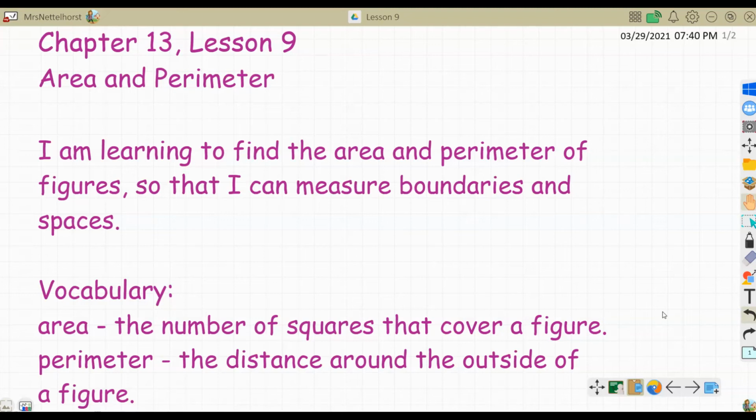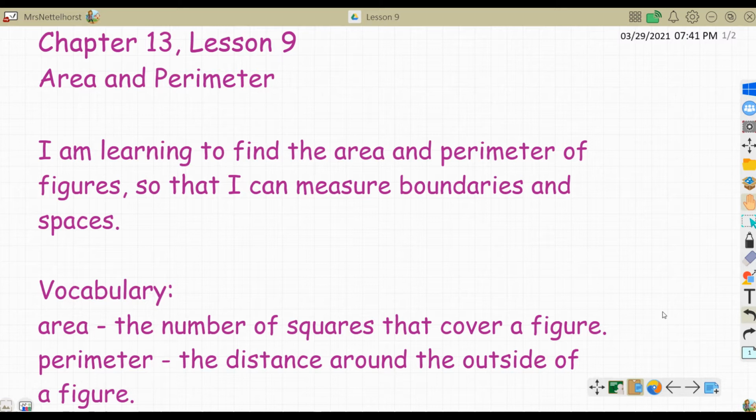Hi, boys and girls. So today we're doing Chapter 13, Lesson 9, Area and Perimeter. It's really important that you know the difference between area and perimeter. You learned perimeter and then you learned area, and now we're combining the two because sometimes a space can have the same area but a different perimeter, or it can have the same perimeter and a different area.